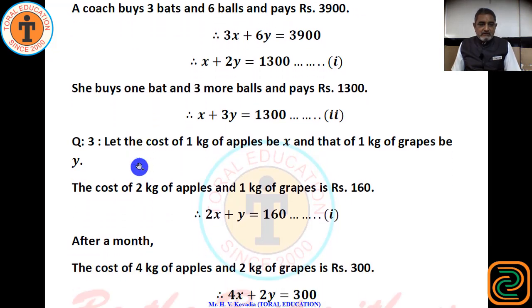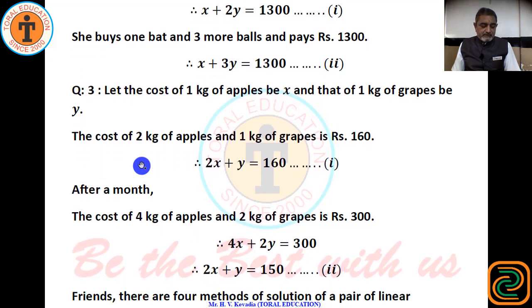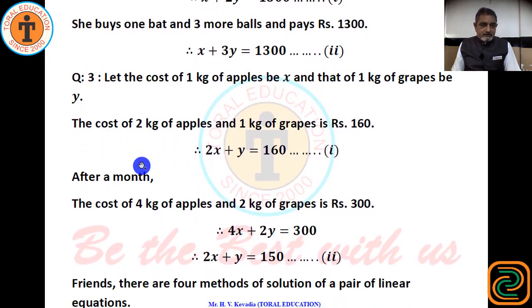Now question number 3. The cost of 2 kg of apples and 1 kg of grapes on a day was found to be rupees 160. After a month, the cost of 4 kg of apples and 2 kg of grapes is rupees 300. Represent the situation algebraically and geometrically. We'll take algebraically here.